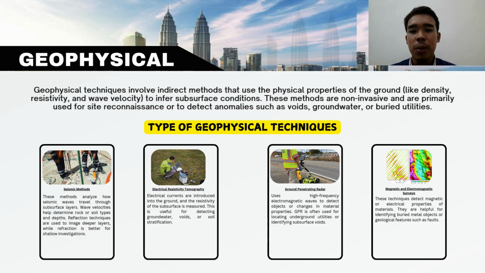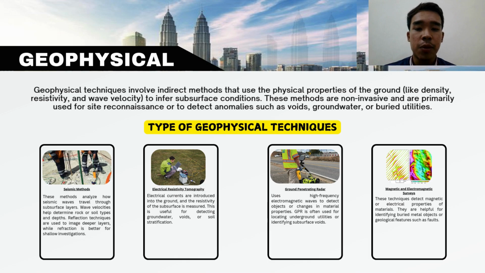Next, I will talk about the geophysical techniques. Geophysical techniques involve indirect methods that use the physical properties of the ground, like density, resistivity, and wave velocity, to infer subsurface conditions. These methods are non-invasive and are primarily used for site reconnaissance or to detect anomalies such as voids, groundwater, or buried utilities.